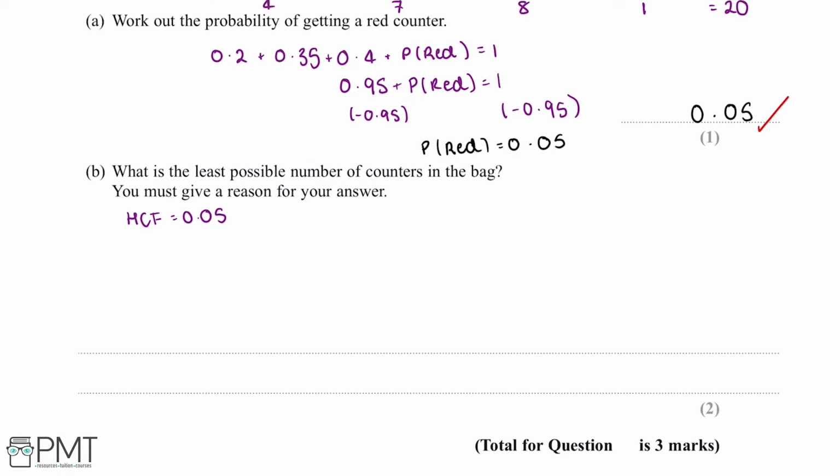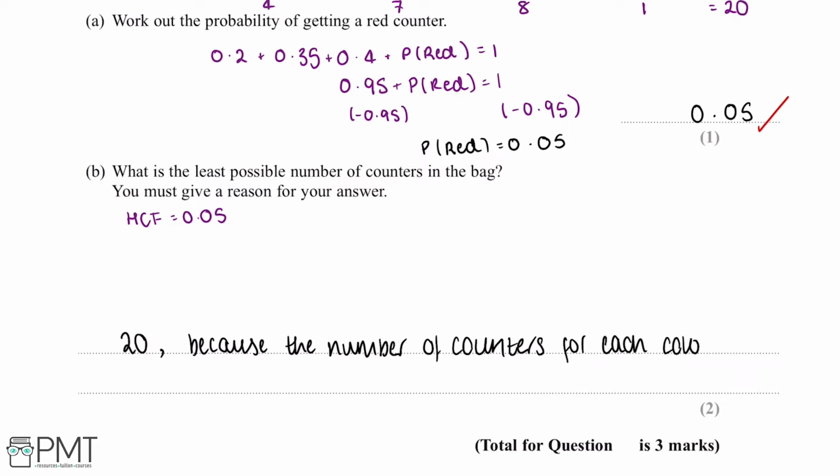So this means that the least possible number of counters in the bag is 20, and the reason for this is because the number of counters for each colour must be a whole number. And this question's worth 2 marks. We'll get our first mark for stating the least possible number of counters in the bag, and our second mark for a valid reason.